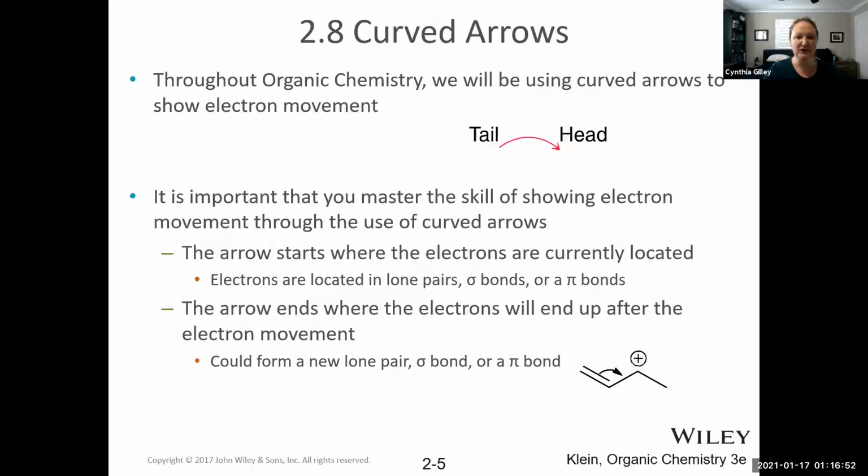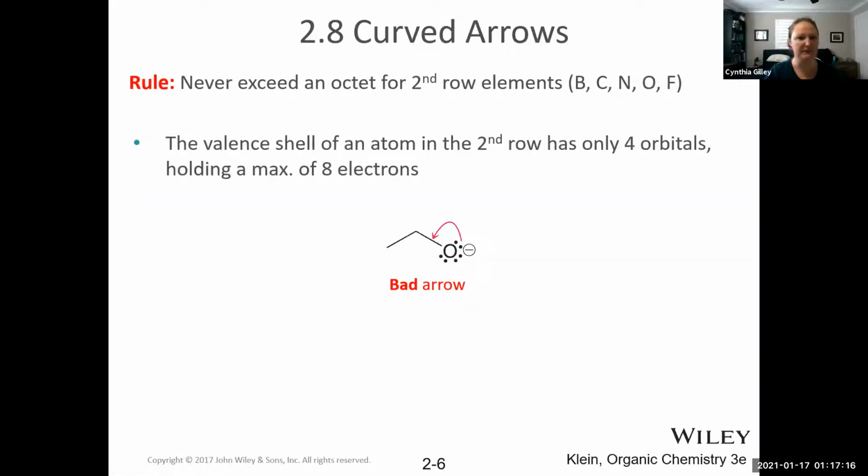The electrons should end up to form a new lone pair, potentially. They could also end up to show the formation of a new sigma bond, or to show the formation of a new pi bond. And these are all important placements for arrowheads, and we're going to show many examples of how to draw curved arrows. Let's look at a rule before we go.